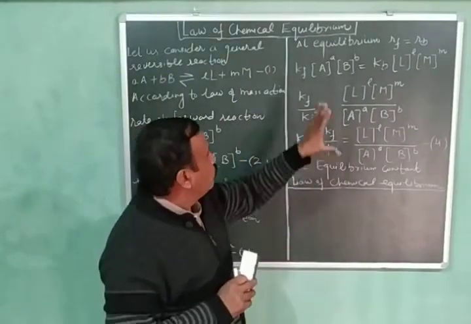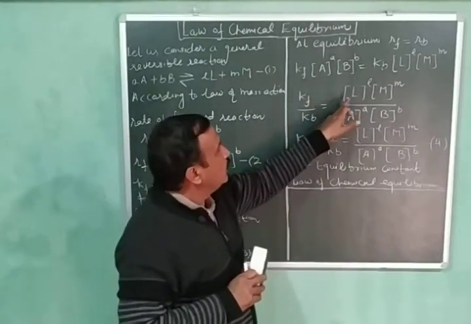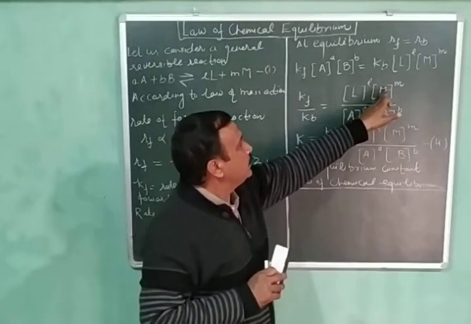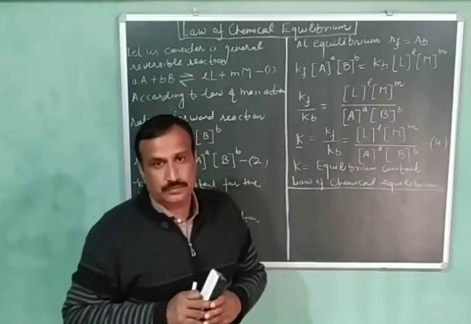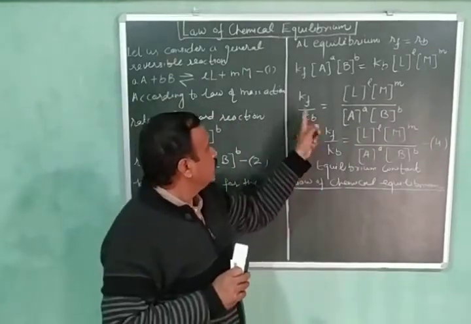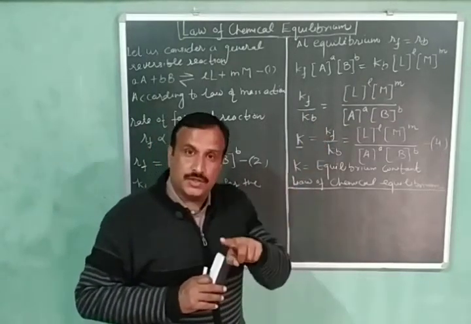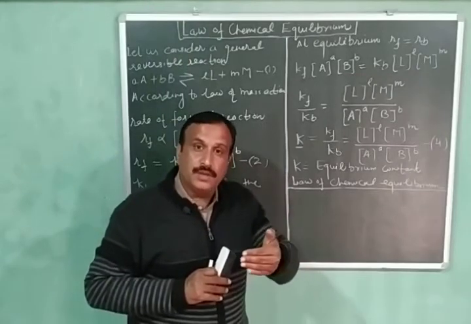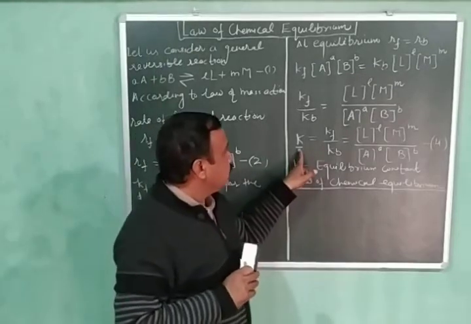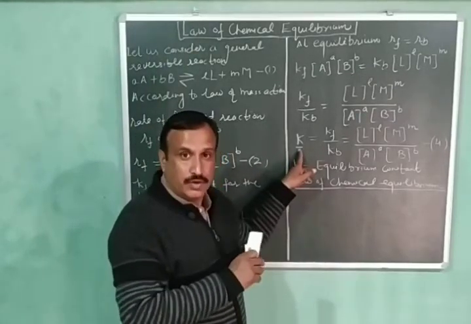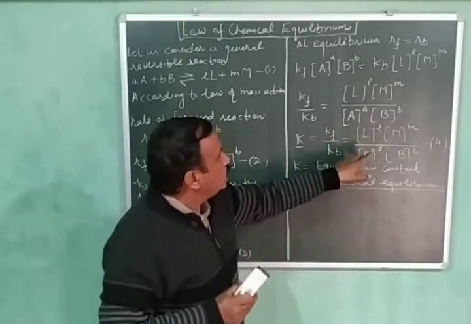And when we rearrange this equation, we will have Kf upon Kb equal to [L] raised to power l into [M] raised to power m divided by [A] raised to power a and [B] raised to power b. And as I said, both Kf and Kb are constants at constant temperature. So their ratio will be another constant at constant temperature, and that new constant is written as capital K here, and capital K is equal to Kf upon Kb and it is equal to this quantity.